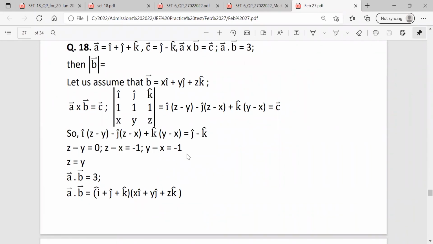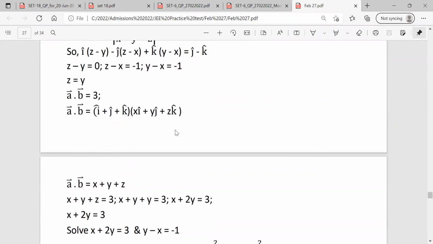So I have formulated two equations here. The first one is a relation between x and z, and the second one is a relation between y and x. Now the next condition given in the question is A dot B equal to 3. We have A and B as xi plus yj plus zk, so A dot B is x plus y plus z, and it is given as 3. So now, taking any equation from this side and solving, we can easily find the values.